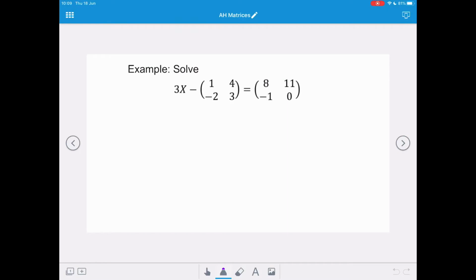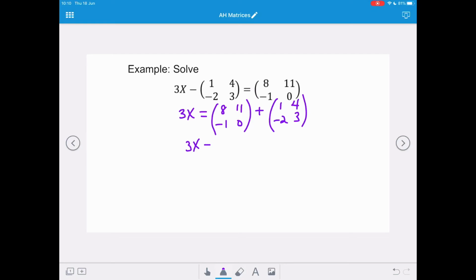So finally, we're going to solve this example, bringing together our basic properties, our addition, subtraction, and our scalar multiplication. So the first thing we want to do is isolate the 3x because we eventually want to get x on its own. So we need to do the inverse of take away the matrix 1, 4, negative 2, 3. And we're going to add that matrix to both sides. So 3x is going to equal 8, 11, negative 1, 0. And we're going to add on the 1, 4, negative 2, 3.